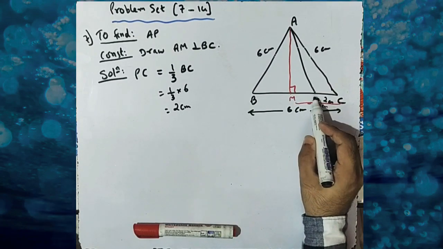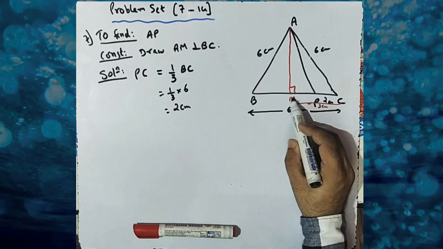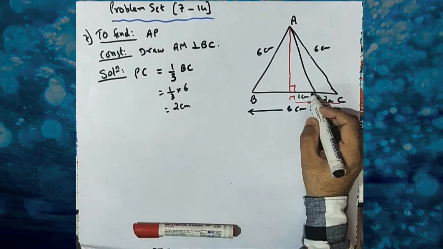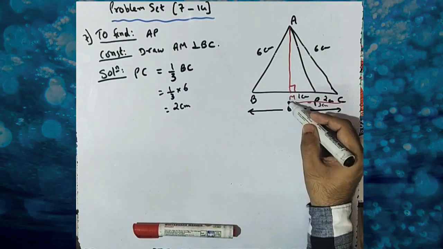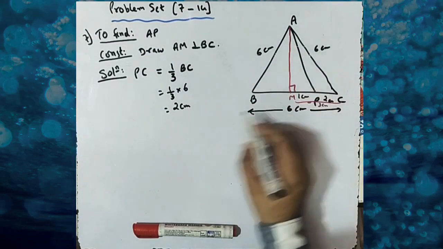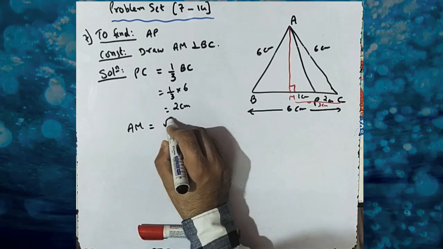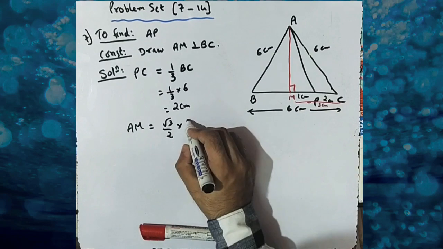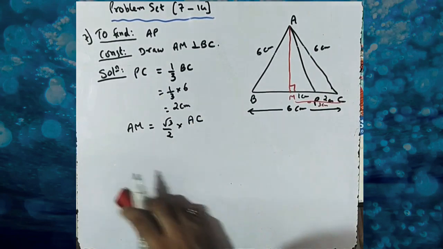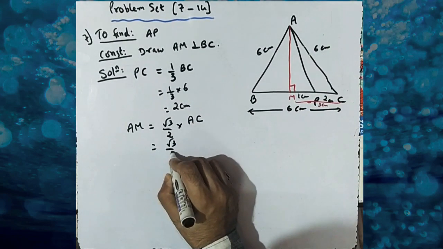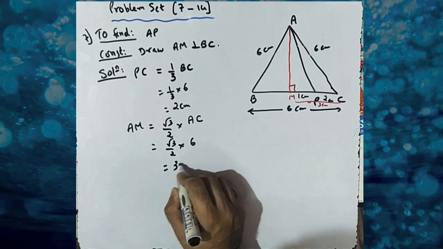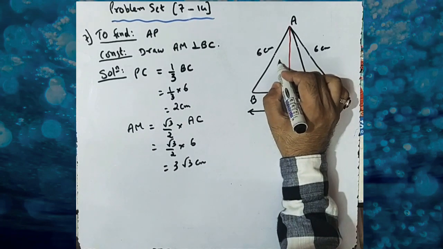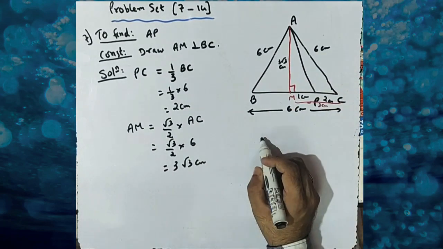MC is 3, PC is 2. So MP will become 3 minus 2, 1 centimeter. AM is the height of this equilateral triangle. And remember the formula of height of equilateral triangle: height is √3 upon 2 into side. So √3 upon 2 into 6 will become 3√3 centimeter. AM will become 3√3 centimeter.